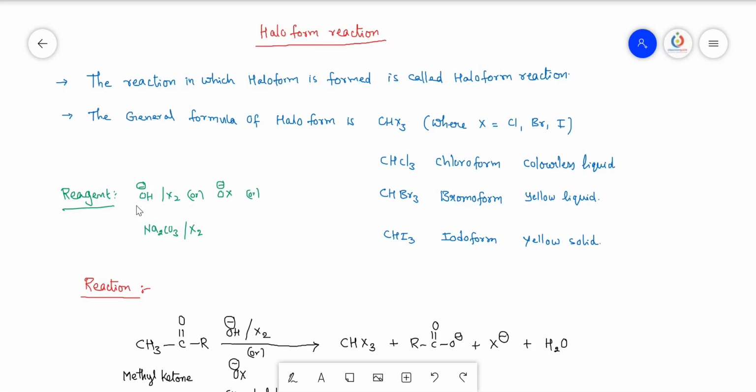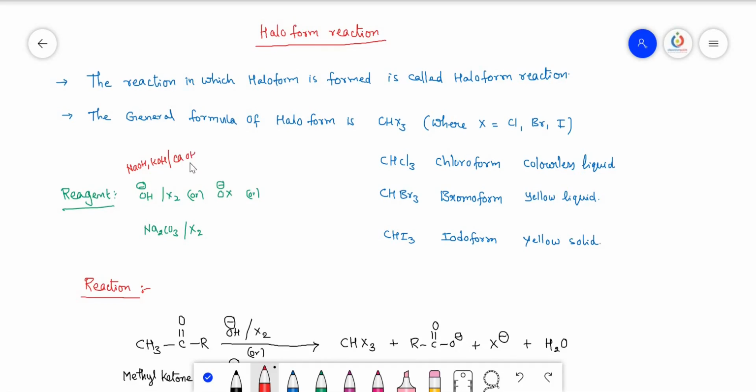The reagents used in this reaction are base with the halogen. So here the base, you can take NaOH or KOH or calcium hydroxide, any base which is able to release the OH minus ion, with the X2. And here we are not using the fluorine, we are using only chlorine, bromine and iodine.